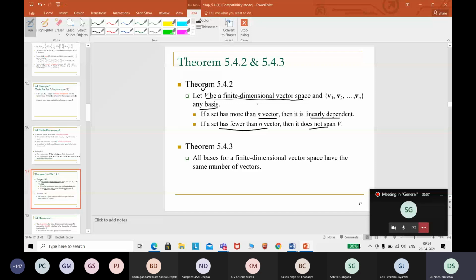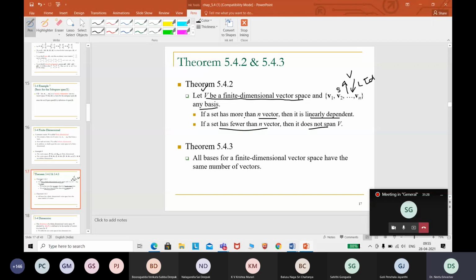You have any V as a vector space, for which the set of vectors V1, V2, and so on, Vn is a basis. It means what? This set will span V, and it will also be linearly independent. So it will span V and it will be LID also. That is what it is telling. Then only it is a basis, right?